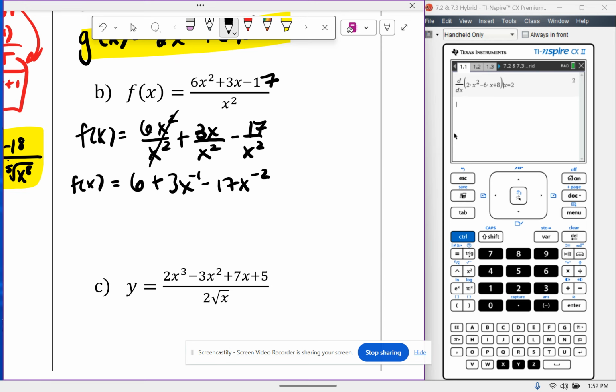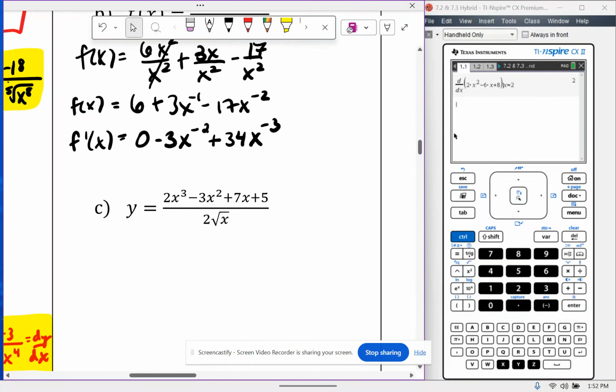Ooh, I don't want a 17 there. That's probably why I changed it. That's all right. Okay, f prime of x. So we've got 0. All right, tell me, what am I writing? Negative 3x to the negative 1 minus 1, negative second. Good job. Okay, keep going. Plus 34x to the negative 3. Good job. Okay, I'm going to rewrite this a little better. Negative 3 over x squared plus 34 over x cubed.